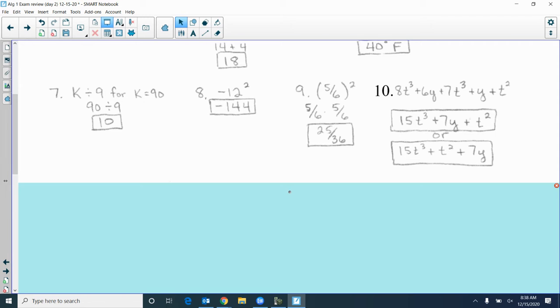10, you are only looking at like terms, and it doesn't matter what order. So I got 15t to the third plus 7y plus t squared. Or you could switch the t squared to 7y. Some people did that. Brett? No, because of the way it's written.